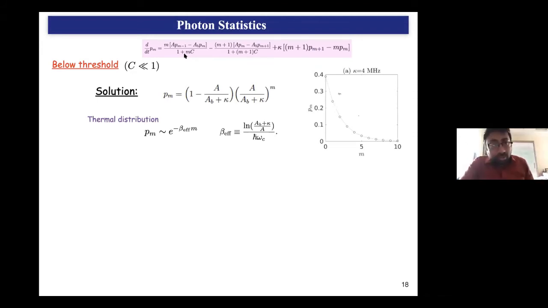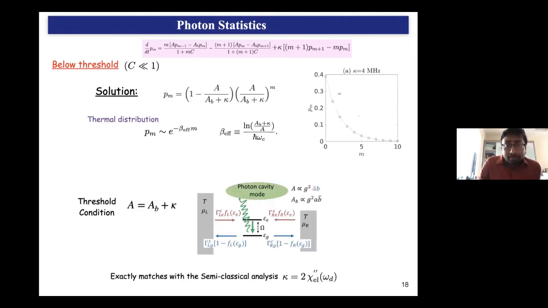So if it is small, then what you can actually show is that you can ignore this denominator. And then you can very easily solve, and you can actually show it's effectively a thermal distribution. So below threshold, what you have is that the photons that are coming out of the cavity are essentially distributed thermally with some effective temperature given by this, and this is the population distribution.